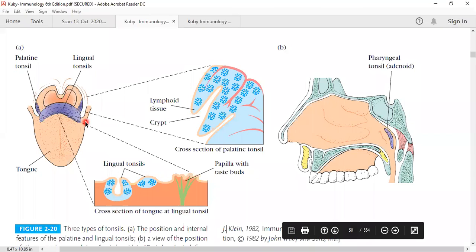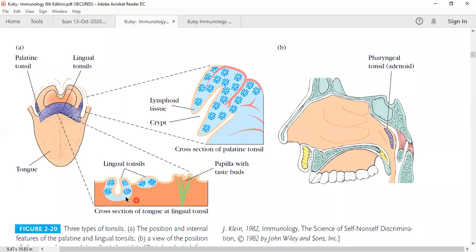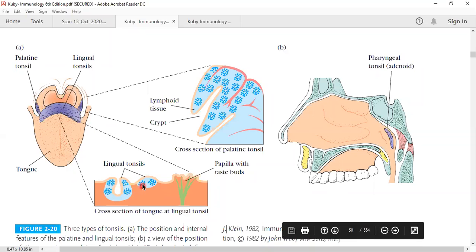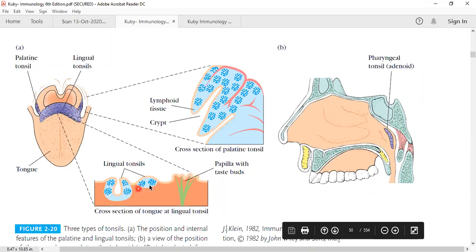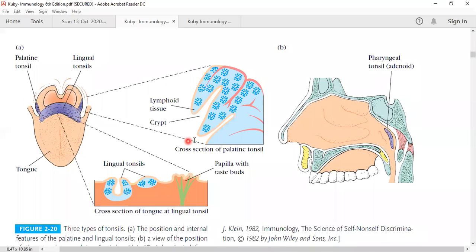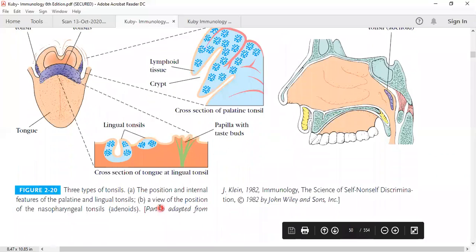Now, what is the organization? Organization wise, if you take a cross section of the lingual tonsil, it is showing regions which are rich in primary and secondary follicles. So actually these have different types of cells which are required to mount an immune response. For example, B cells, T cells, macrophages and dendritic cells, they are all present in these follicles. All right. Similarly, in the case of palatine tonsil, these follicles can be seen, which are made up of different types of cells.